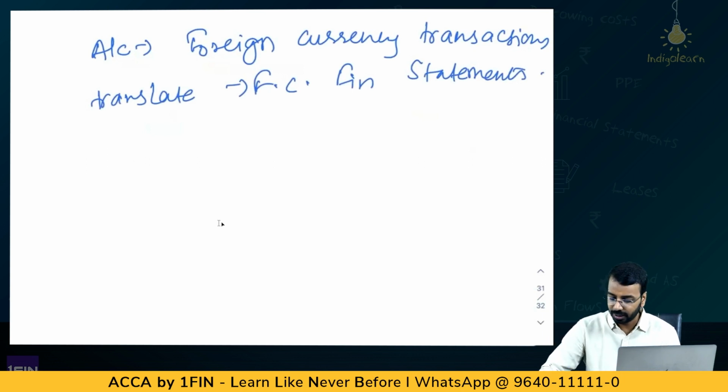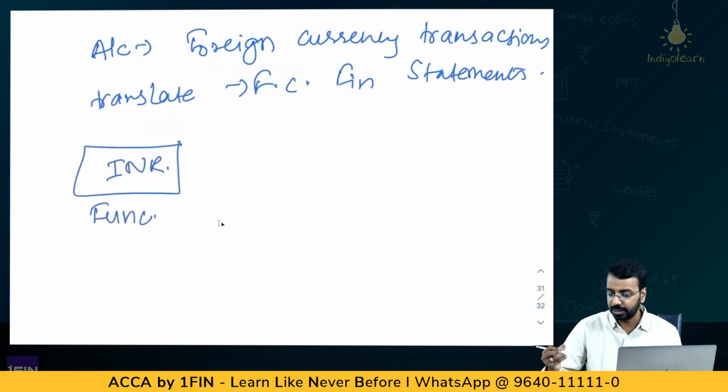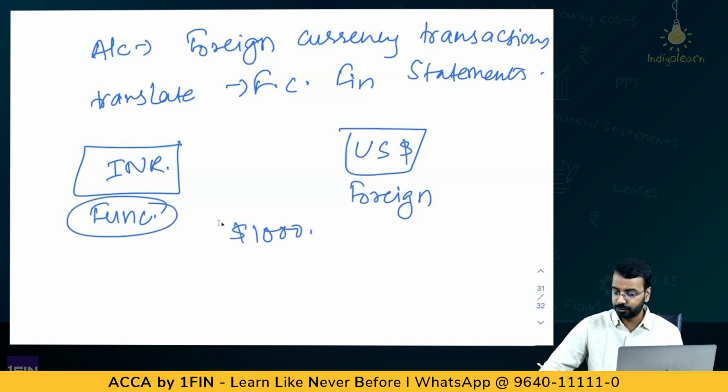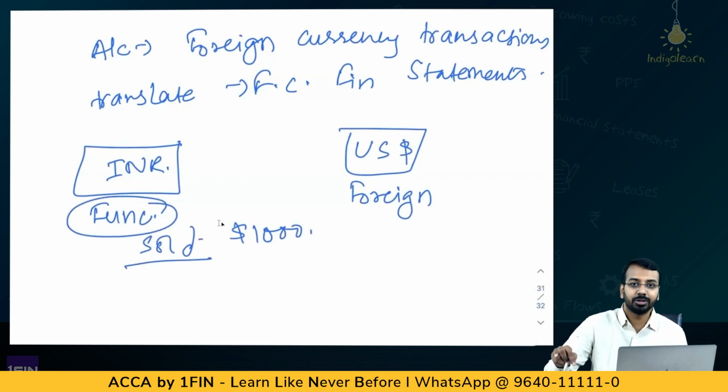Okay. Now, when it comes to foreign currency transactions, it is very simple and straightforward. For example, there is an entity whose functional currency is INR. US dollar is a foreign currency. Now, if this entity sold $1,000 worth of goods, then how should the transaction be recognized? That is the question.